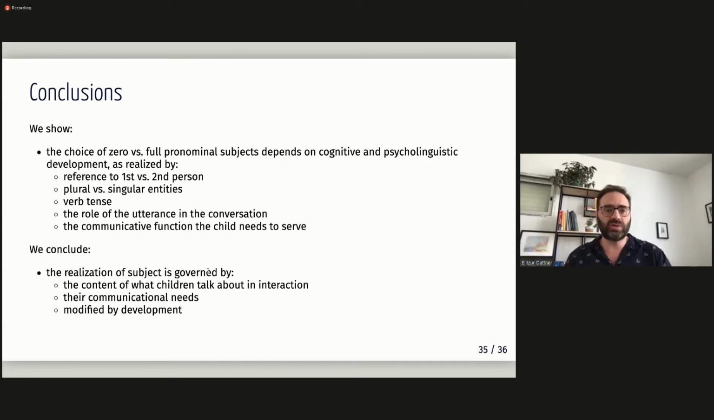So to conclude, we show that the choice of zero versus full pronominal subjects depends on cognitive and psycholinguistic development, as realized by reference to first versus second person, plural versus singular entities, verb tense, the role of the utterance in the conversation, and the communicative function the child needs to serve. So our final conclusion is that the realization of subject is governed by the content of what the child talks about in interaction, their communicational needs, and it is modified by development.